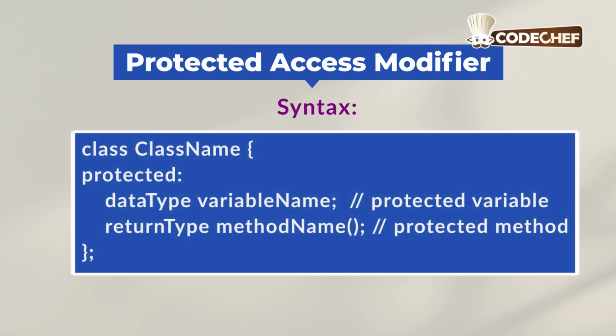Its syntax is: class name, curly brace begin for the class code, then the protected keyword with a colon, and then we can add a protected variable by writing the data type and variable name with a semicolon, and we can also declare a protected method by writing the return type, method name, brackets and semicolon, and curly brace closed for the class code and semicolon. Now let us go to the CodeChef platform and see an example of protected access modifier in C++.